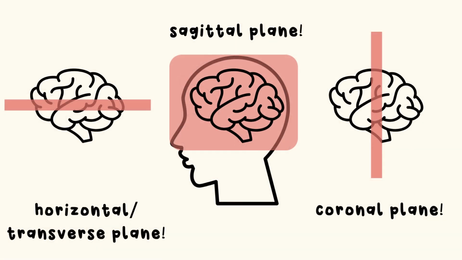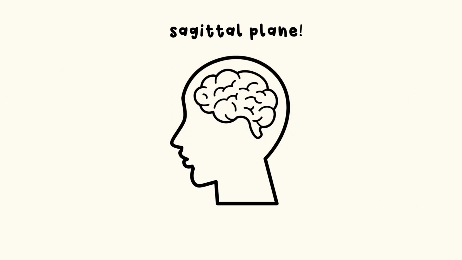There are many different ways to take a better look at the brain. The three standard planes include the horizontal, sagittal, and coronal planes. The horizontal plane divides the brain into the top and bottom half. The sagittal plane divides the brain into the left and right half. And the coronal plane divides the brain into the front and back half. We're going to go ahead and start off with the sagittal cut.